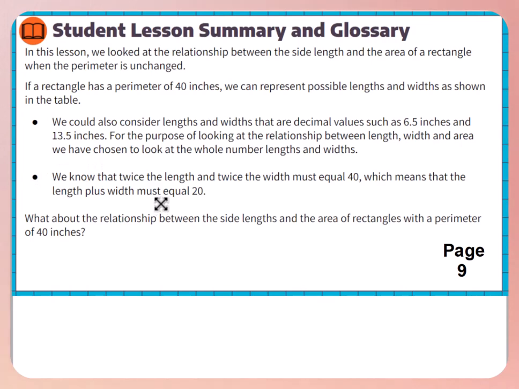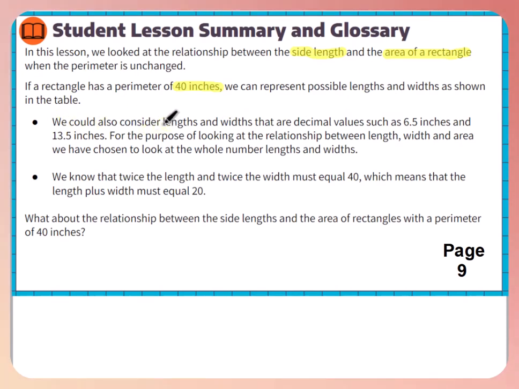Go to page 9, look at the summary and glossary. We want to highlight important information, so read through this carefully. All right, we looked at the relationship between the side length and the area of a rectangle when the perimeter is not changed. If a rectangle has a perimeter of 40 inches, we can represent possible lengths and widths as shown in the table. So you can flip back and see what we had there.